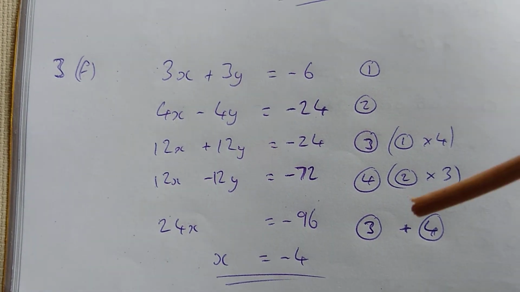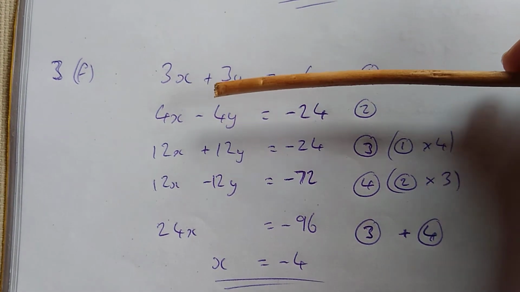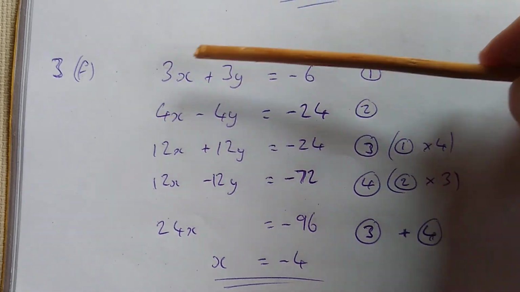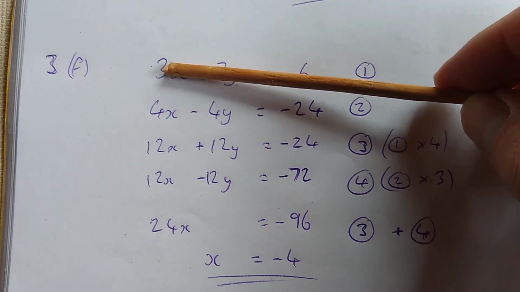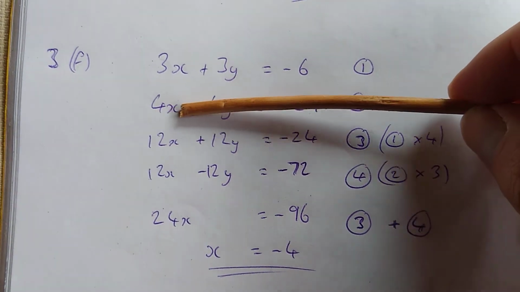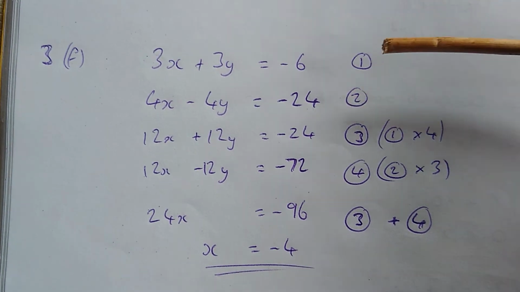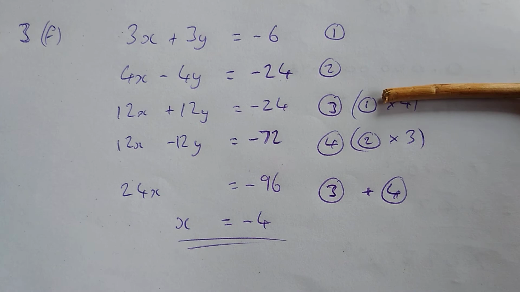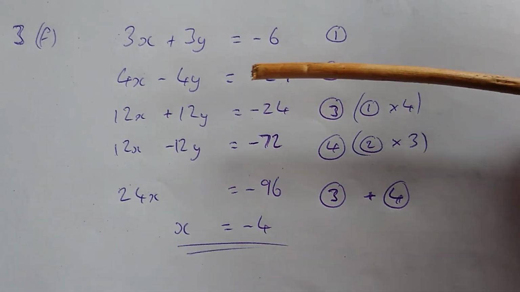So in this one, I've decided to actually make the y's the same, but by doing that, I'm going to make the x's the same here because we've got 3 and 3 and 4 and minus 4. So I'm going to quadruple the top and triple the second equation. So again, I've set it at the side here. I'm doing equation 1 multiplied by 4.